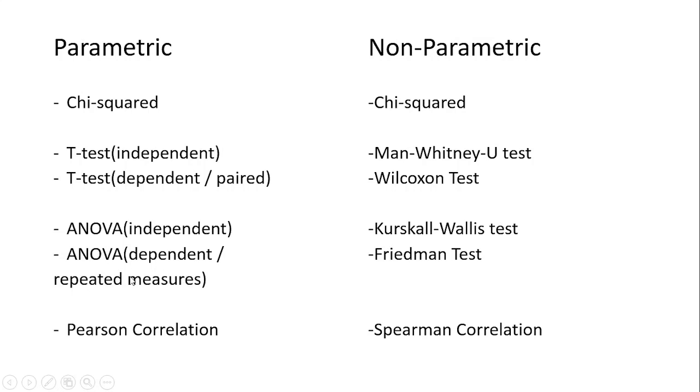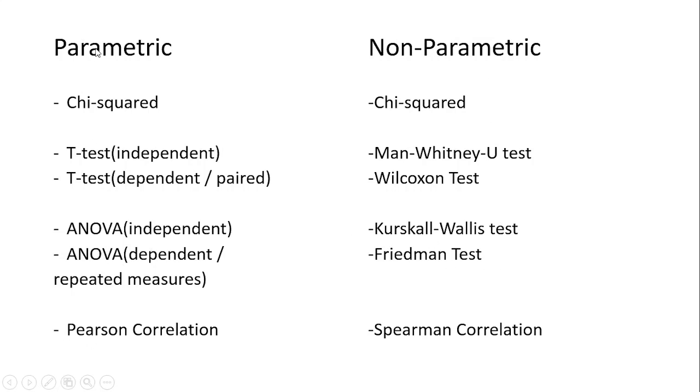We have a similar thing here: repeated measures, paired ANOVA. You would do the Wilcoxon test. In ANOVA, you would do Kruskal-Wallis if it's independent, like one-way ANOVA. This is called one-way ANOVA or two-way ANOVA. You would do Kruskal-Wallis. But if you have dependent measures, repeated measures, you would have the Friedman test as your non-parametric test.